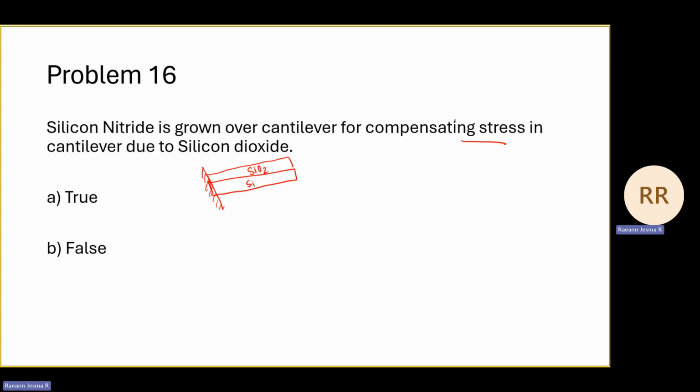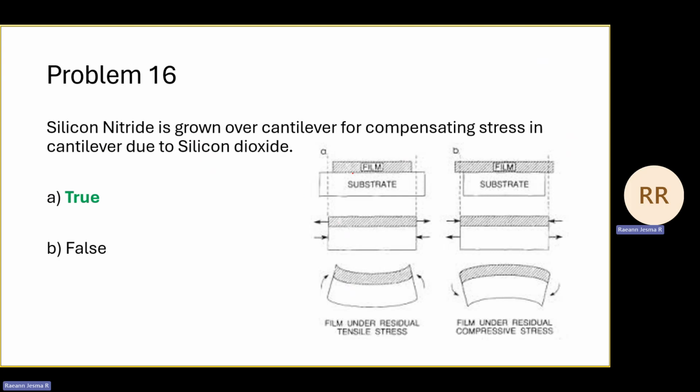Okay, so let me explain this question. So first, what do you mean by stress in the cantilever? Like what is causing the stress? Okay, so here you can see that we are having some substrate which, in the case of a cantilever, you can say is 10 micron or less than that thick, and we are having a film on the substrate. Okay, so let's say this film is SiO2 in our case.